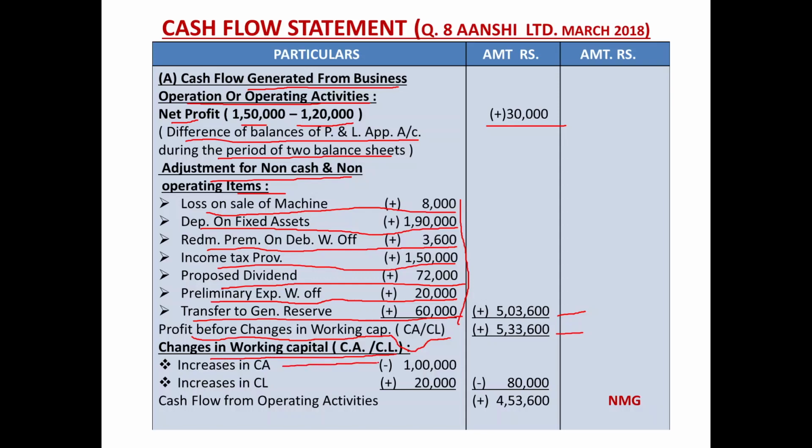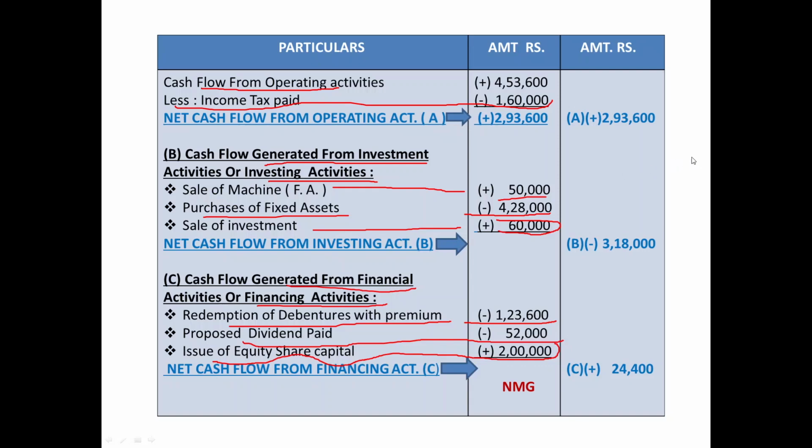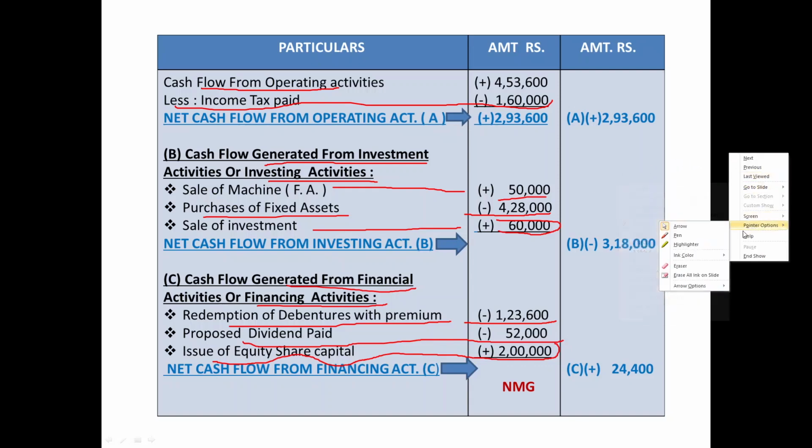Increase in current assets, negative relationship of CA with cash flow. So the decrease in cash flow is minus 1 lakh. Increase in current liabilities, positive relationship. Increase in CL, increase in cash flow plus 20,000. Final impact of these two changes minus 80,000. That gives the answer of cash flow from operating activities plus 4,53,600. Deduct the income tax payment for the final answer of A.